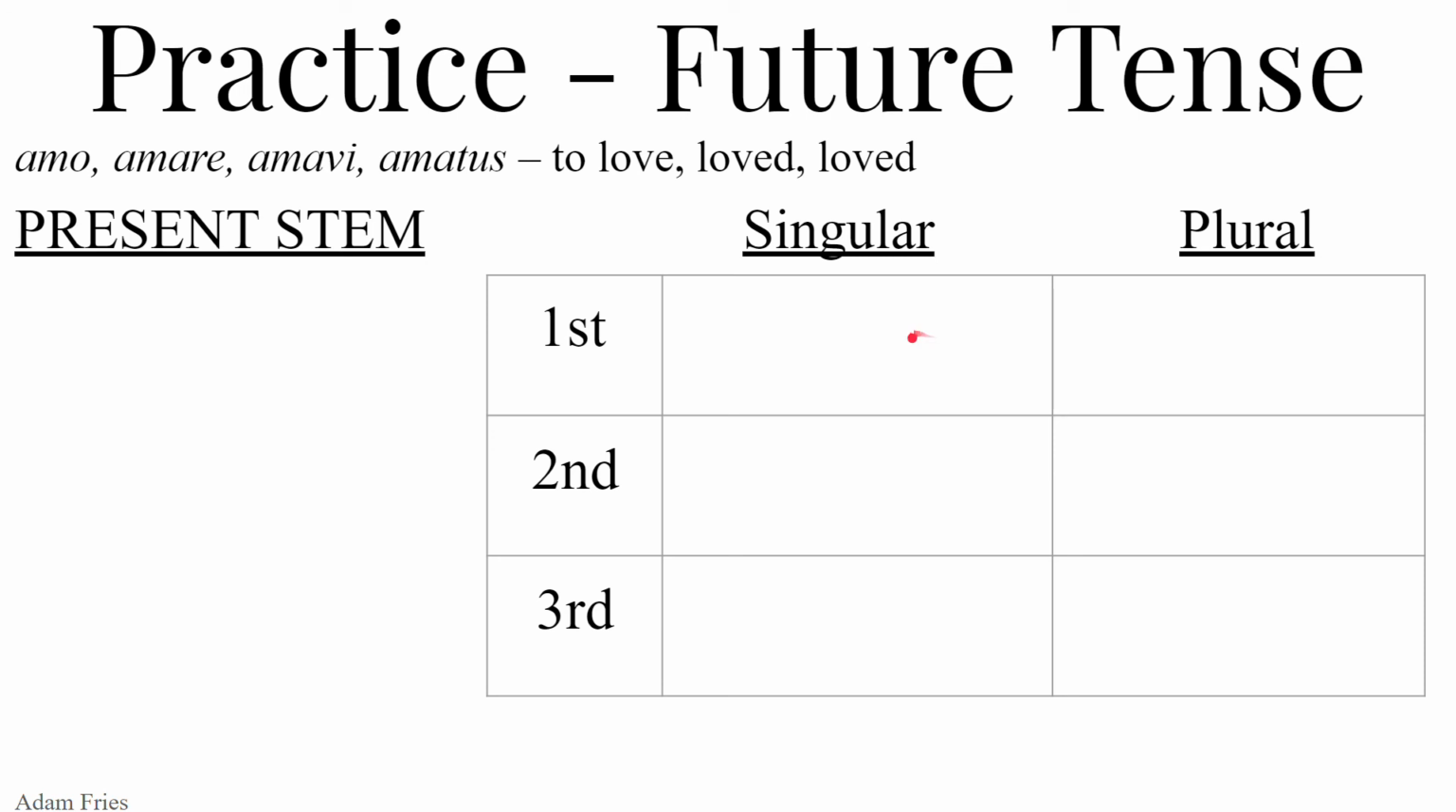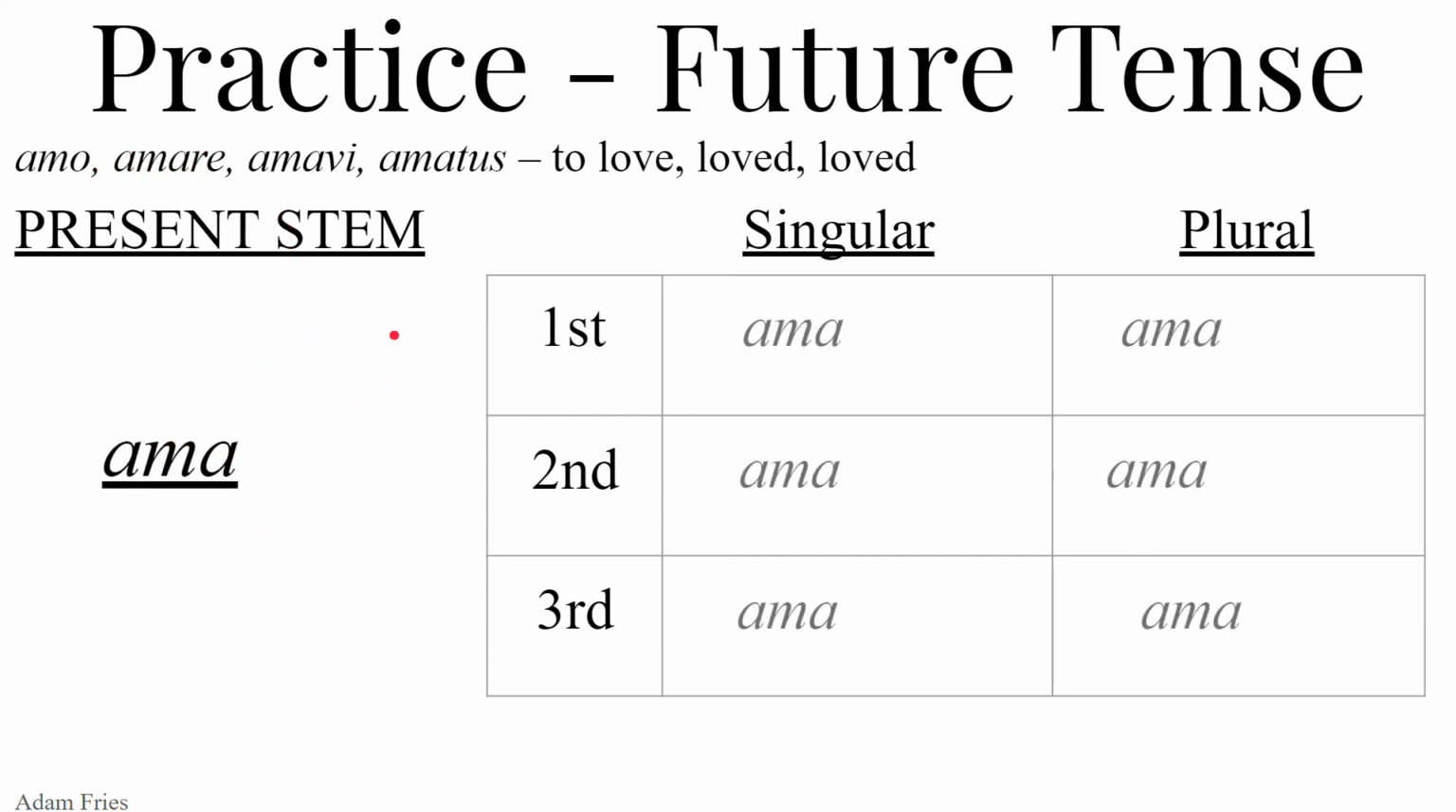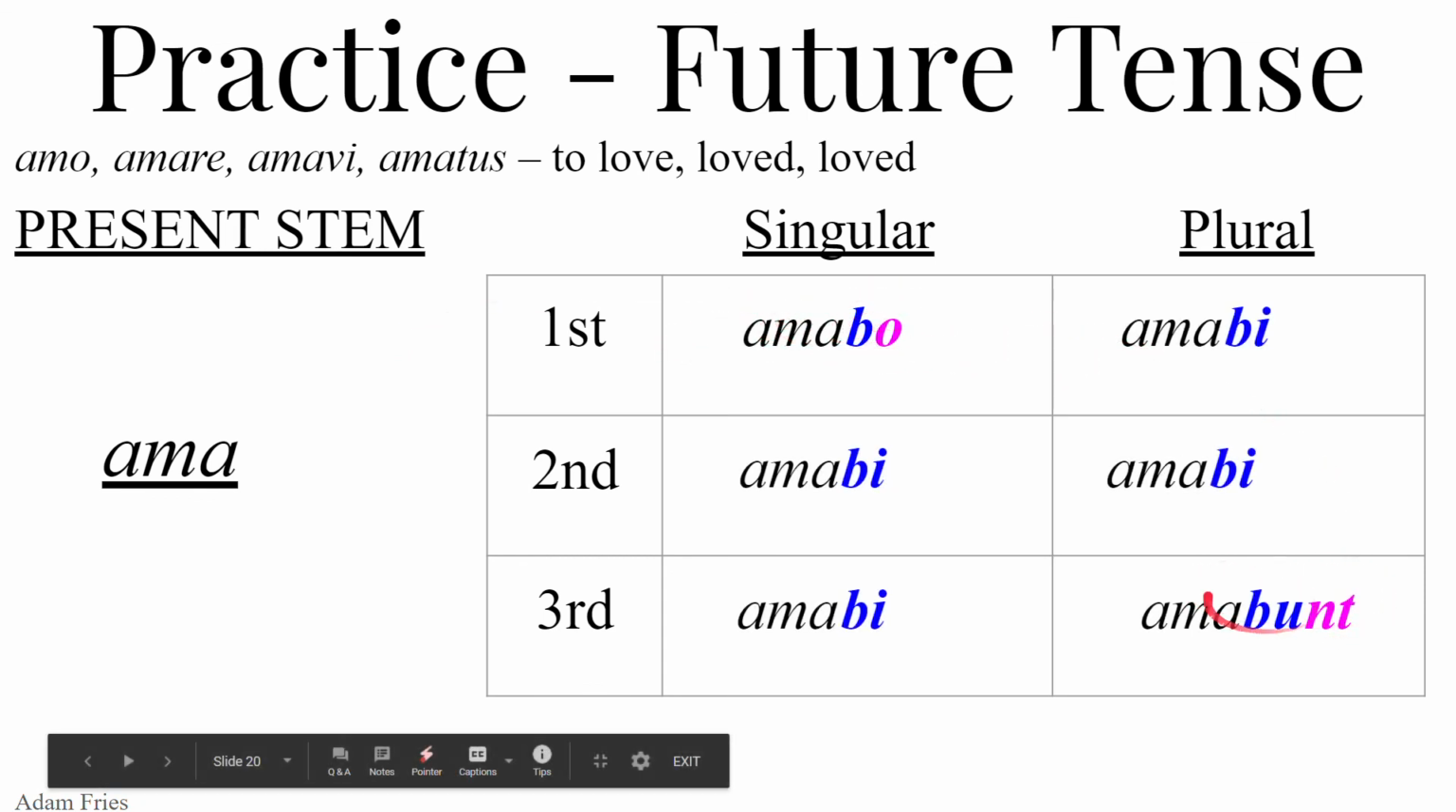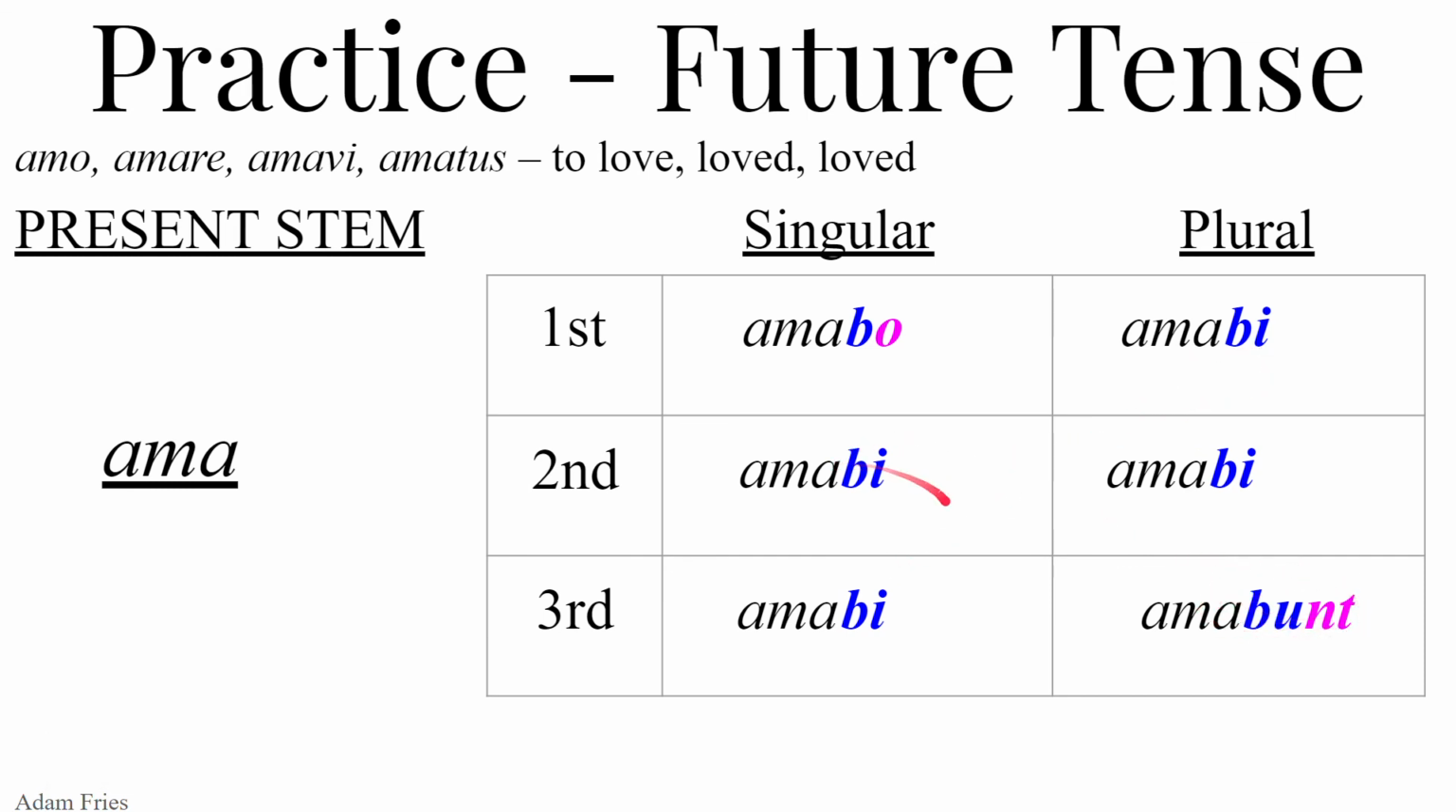And then the future. Amo, amare, amavi, amatus. We want that present stem again. Go to the second principal part. Chop off the re. Present stem is ama. Fill the blanks. For the first person singular, add that bo. For the third person plural, add that bunt. And then bi, bi for the second, third singular, and then the first and second plural. And then add s, t, mus, tis. We already have the unt. Amabo, amabis, amabit, amabimus, amabitis, amabunt.